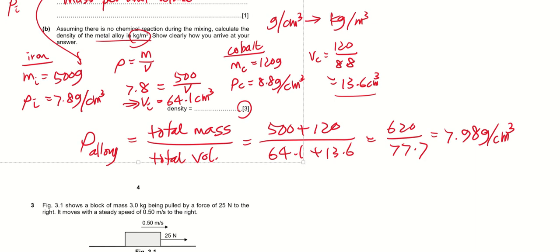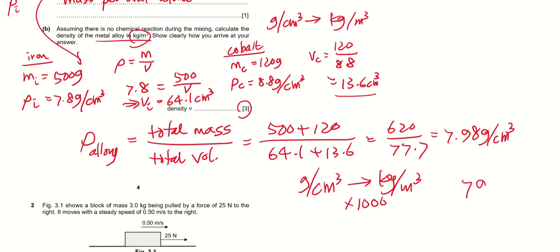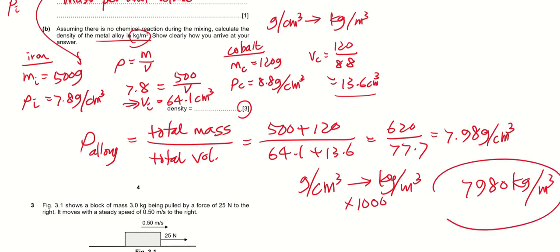Now to convert from grams per cm cube to kg per meter cube, I multiply by 1000. So the final answer will be 7980 kg per meter cube, SI unit. This is something that you need to memorize, because I will not be able to convert grams to kg, cm cube to meter cube very smoothly in the exam, right?